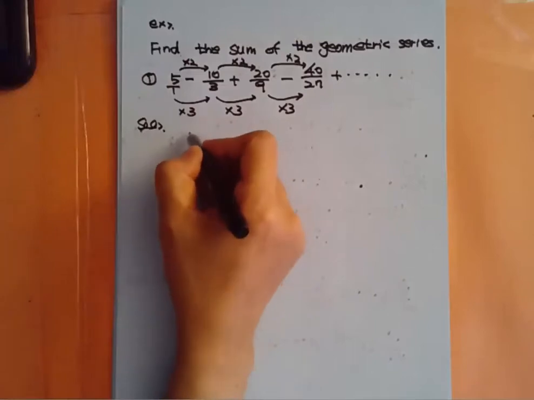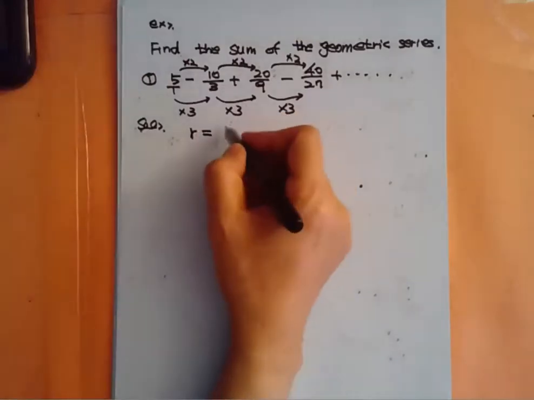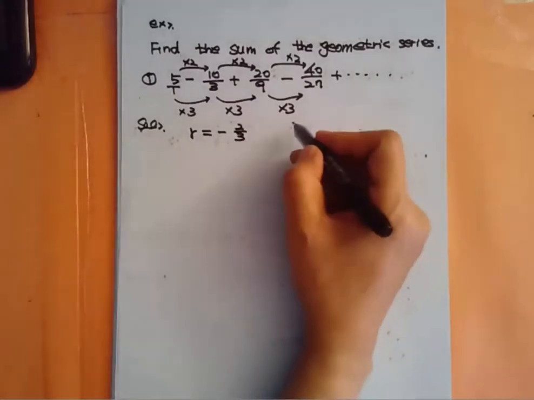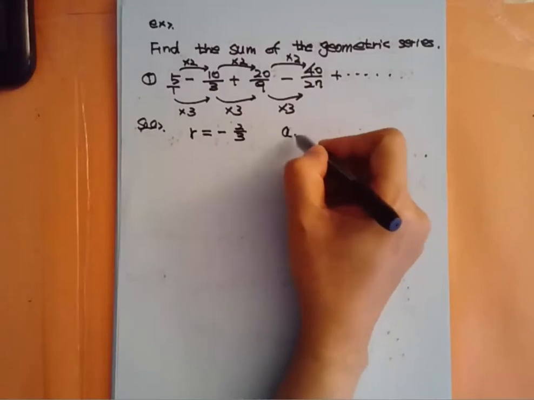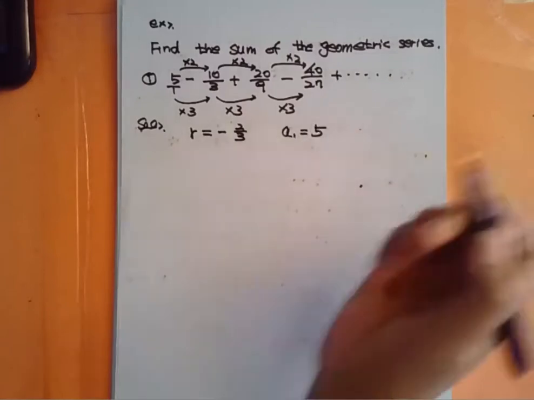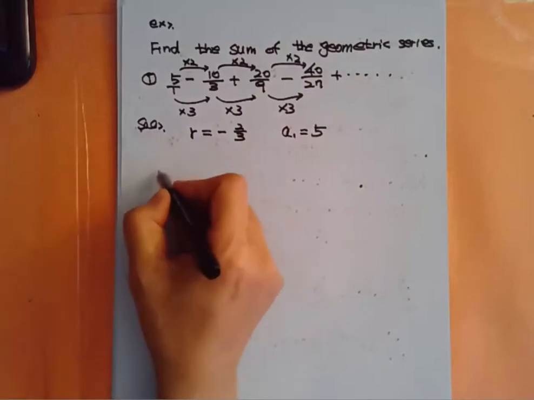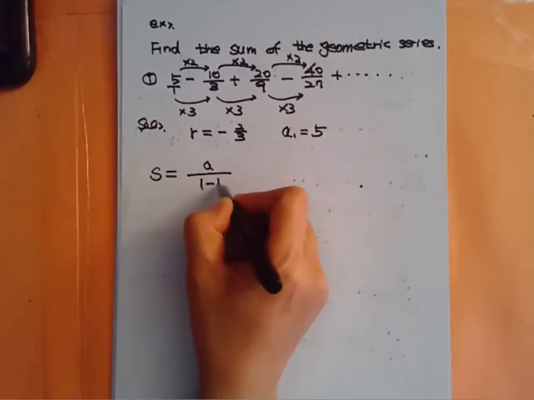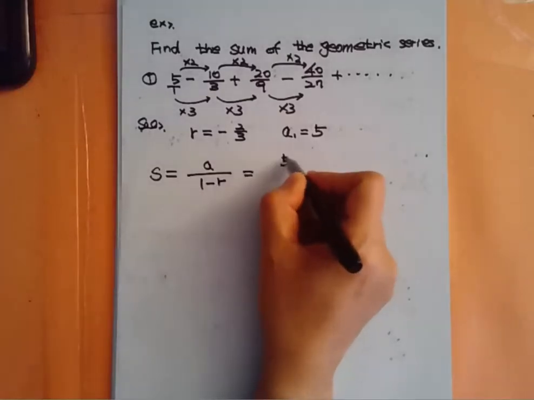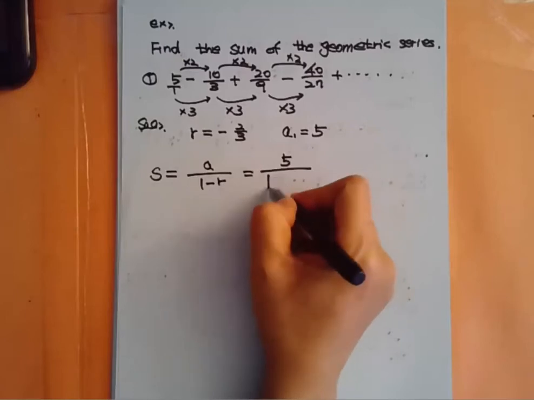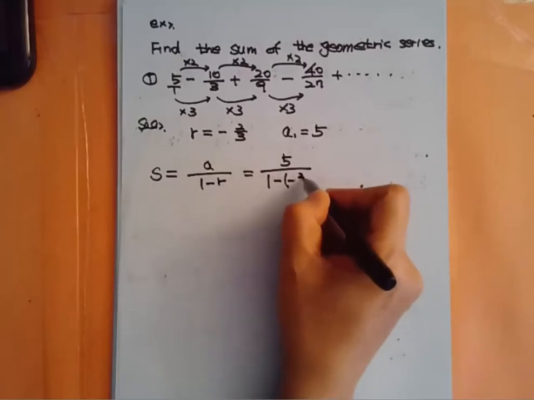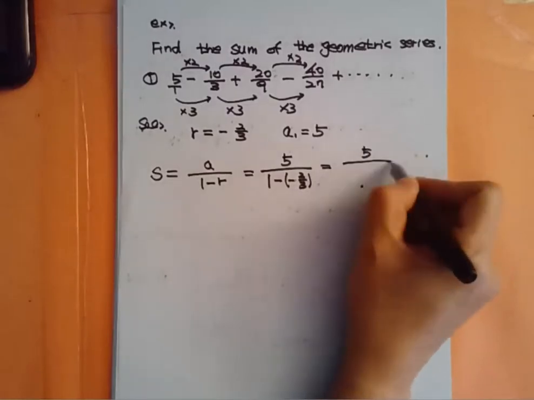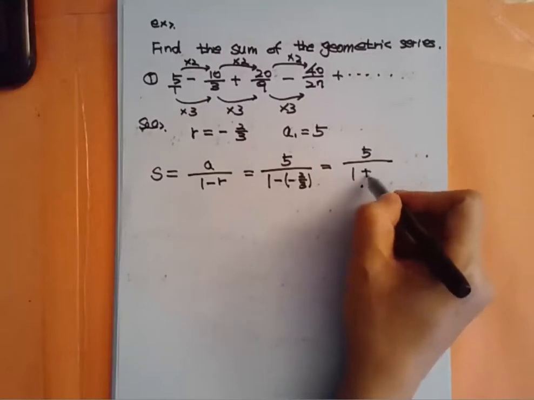So what we can say about this is the ratio is minus 2 over 3. And we also need the first term to use the formula. So S equals A over 1 minus R. So the first term A is 5 over 1, minus R is minus 2/3. So it becomes 5 over 1 minus minus, which will make plus 2/3.